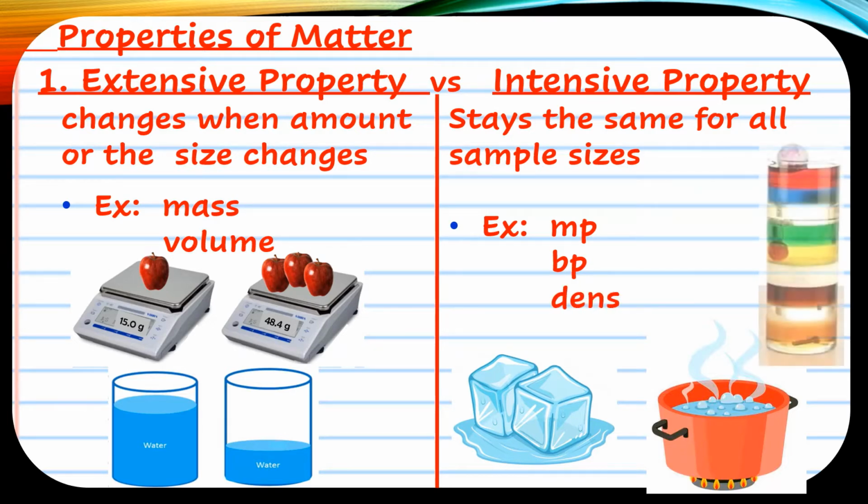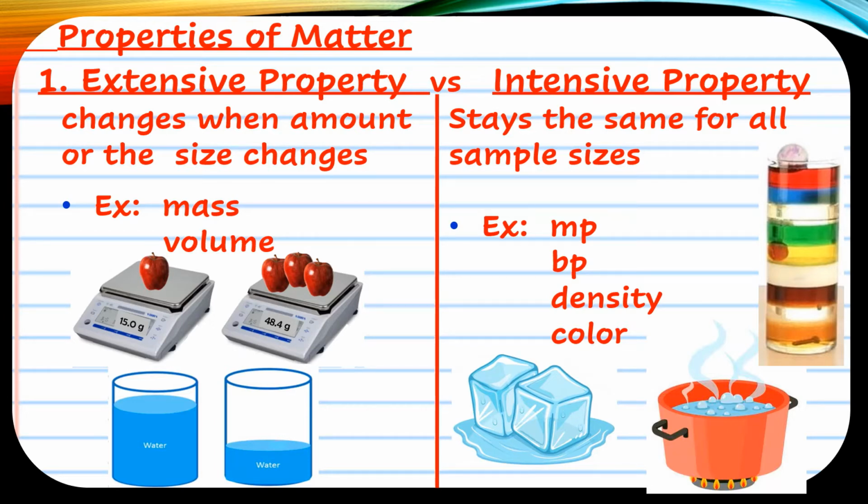Another example would be density. The density of water at room temperature is 1 gram per milliliter, and it doesn't matter if you have 5 milliliters of water or you have a gallon of water. Its density is going to be 1. Another example could be the color. When you have a smaller sample of copper, it still has that same brown metallic color as a larger sample.